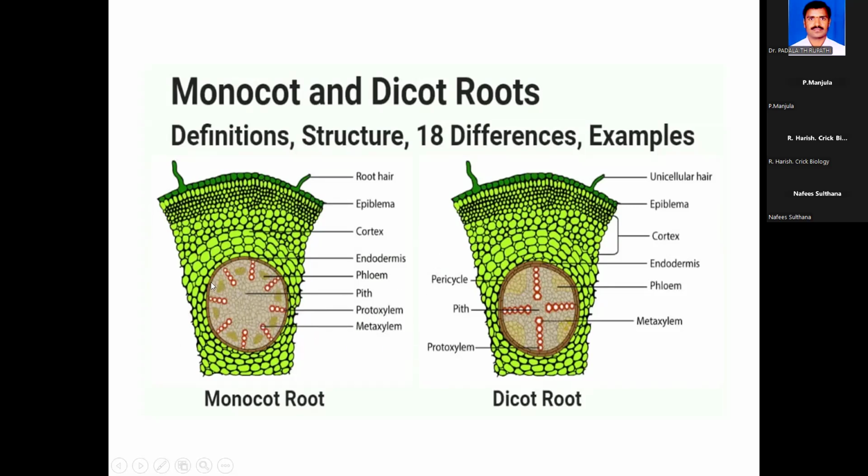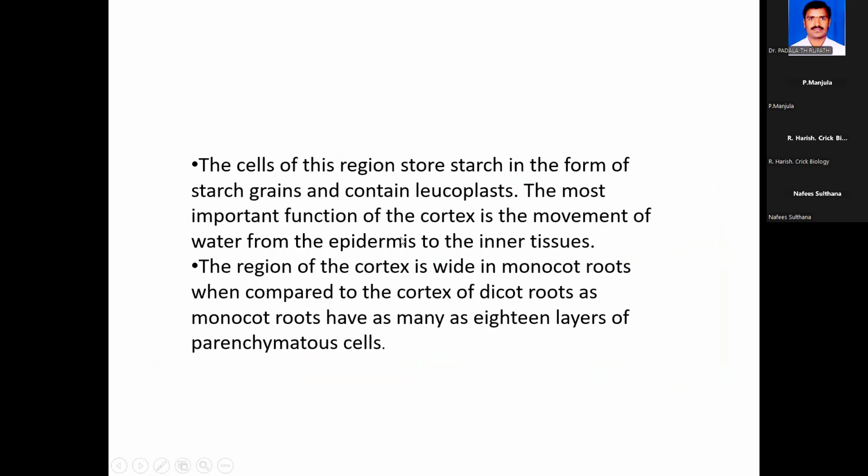By counting the number of vascular bundles, we can identify the dicot root or monocot root. Here many vascular bundles are present, more than 6, so it is a monocot root. Here only 4 vascular bundles, so it is the tetrarch condition. In between this xylem and phloem, this parenchymatous tissue is called a conjunctive tissue. So this is about the dicot and monocot root.